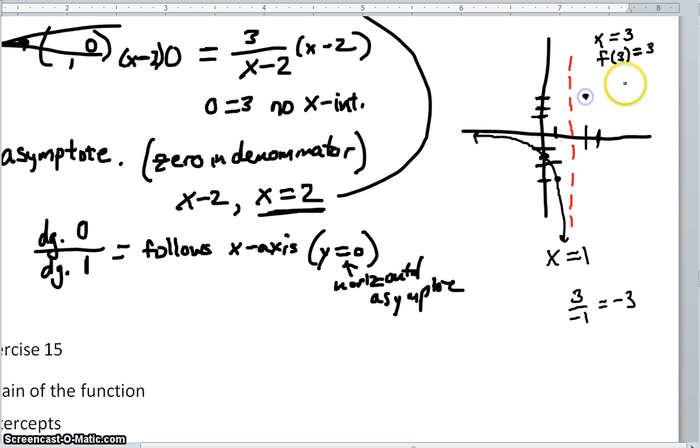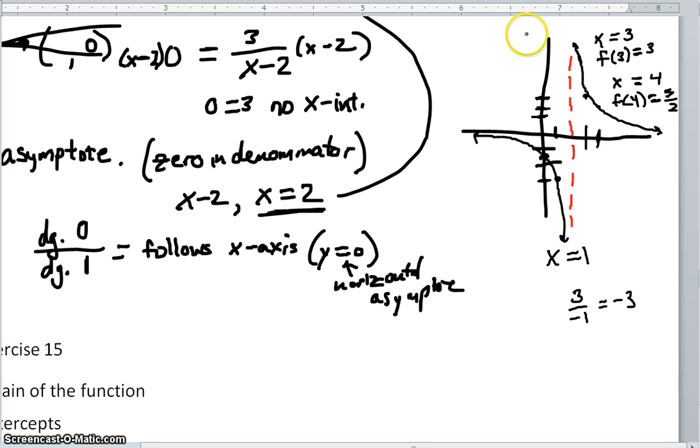So I'm going to plug that point in. At 4, the graph is equal to 3/2. So that's going to be about here. So the way that this graph looks on this side of the asymptote would be something like this. And again, as you go farther left, it's going to try and get closer to the x-axis, or y equals 0. As you go farther right, it's going to try and get to the x-axis as well.